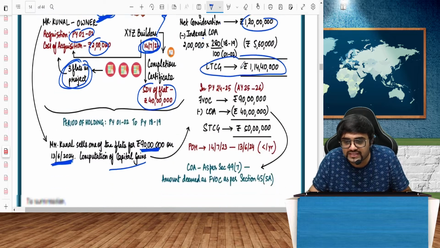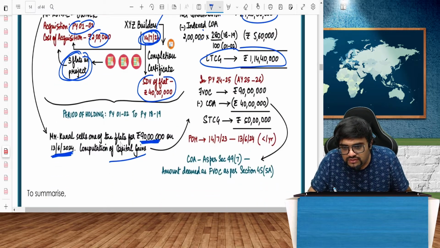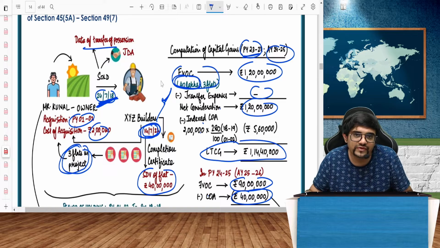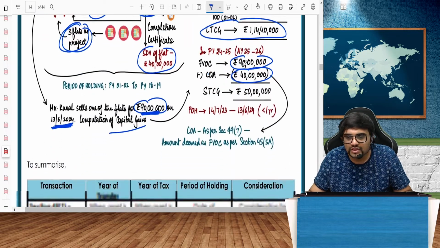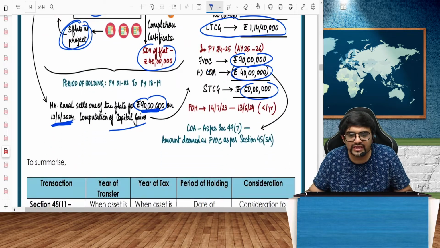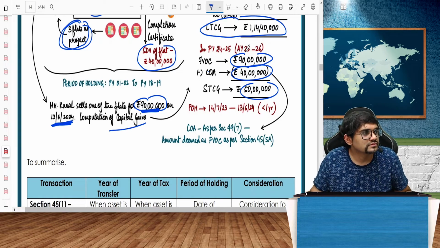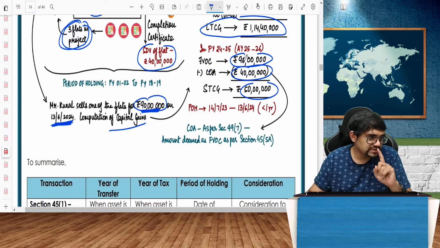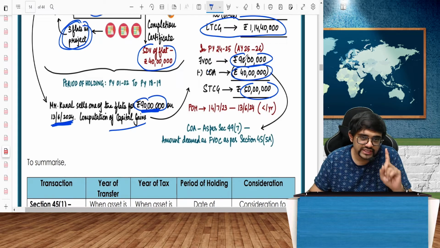Now if I am selling this again, how much am I selling? 1 flat for 90 lakhs. What is the cost of 1 flat? Cost of 1 flat will be this FMV, 40 lakh. So 90 minus 40, 50. Understood? Again this example, understood? Cost of acquisition also changes. Cost of acquisition will be whatever fair market value you have taken. Yes or no, guys? Come on, all of you.